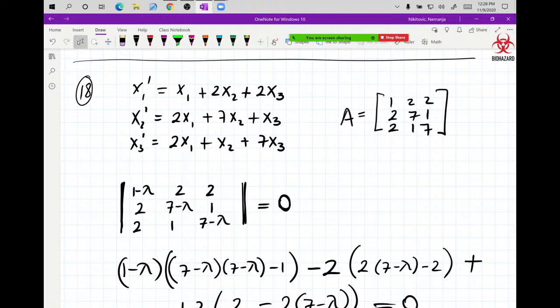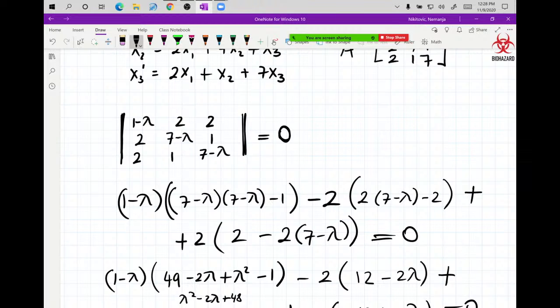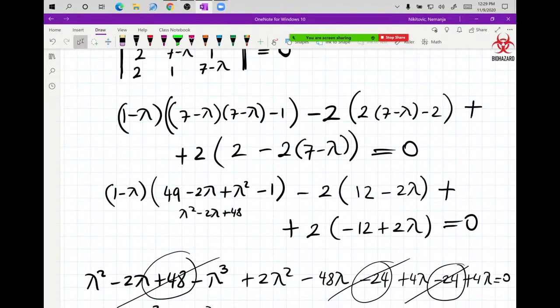Good. Subtract lambdas on the diagonal and then go through calculations. So 7 minus lambda, and then minus 1 times 1. Minus 2, 2 times 7 minus lambda, minus 2. Plus 2, and then we're doing it here. That's 2 times 1 is 2, minus 2 times minus lambda. Holy nightmare. So FOIL this, that's a 49 minus... there it is.